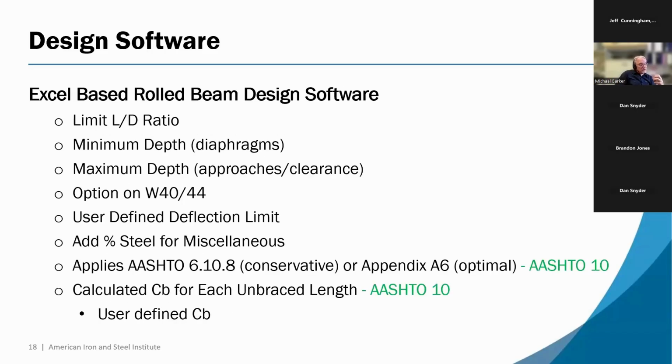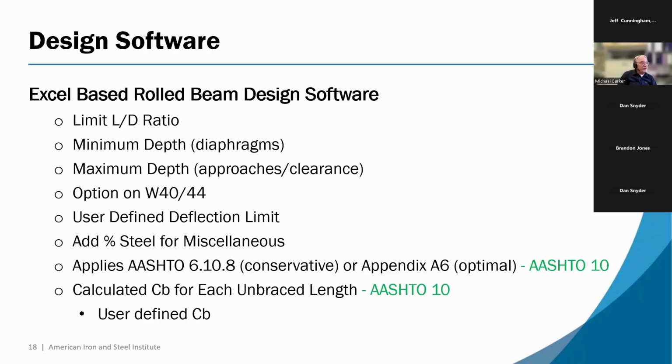You can also control what the program does. For instance, you can limit the span over depth ratio, and you can specify a minimum depth if we have certain diaphragms we like to use. You can say, here's my maximum depth because I have a clearance issue or an approach issue, and yes, I'm willing to spend a little extra money if I don't have to do approach work.